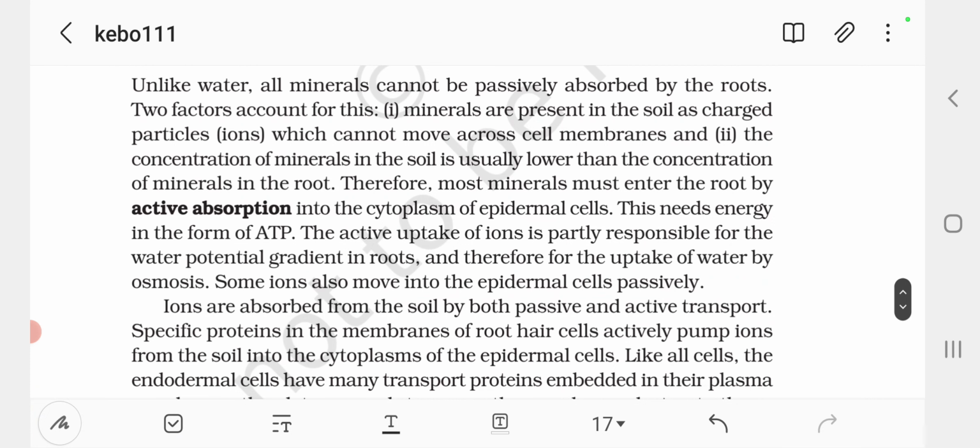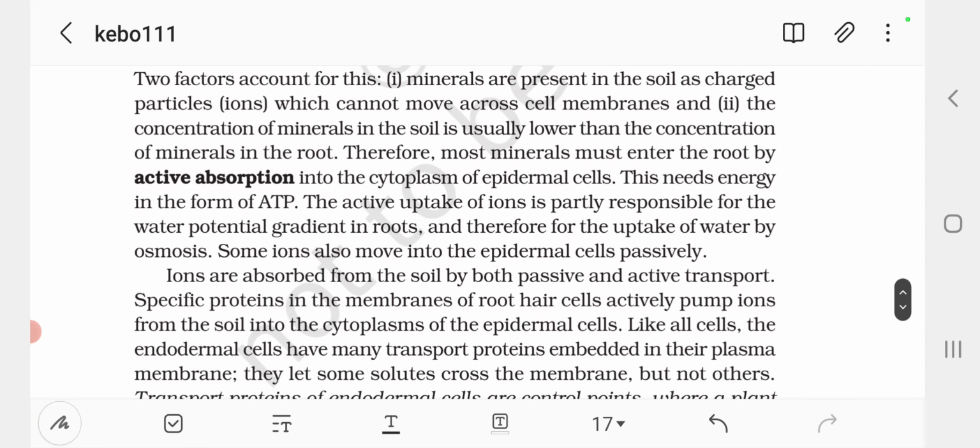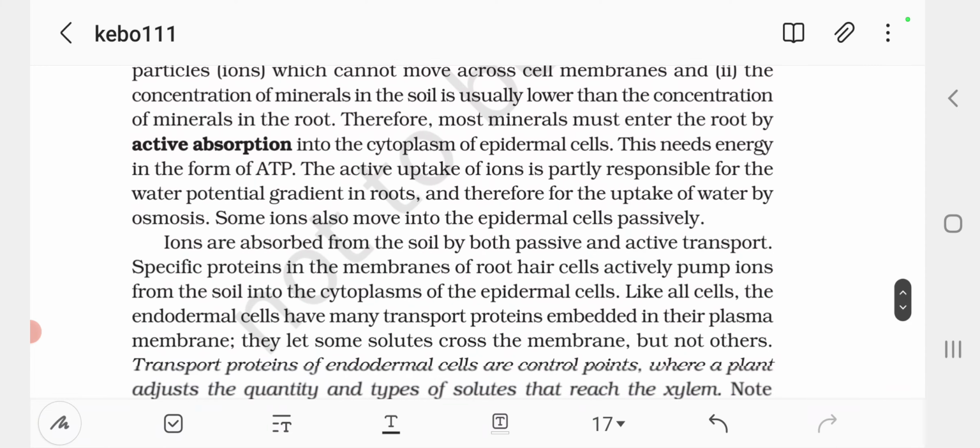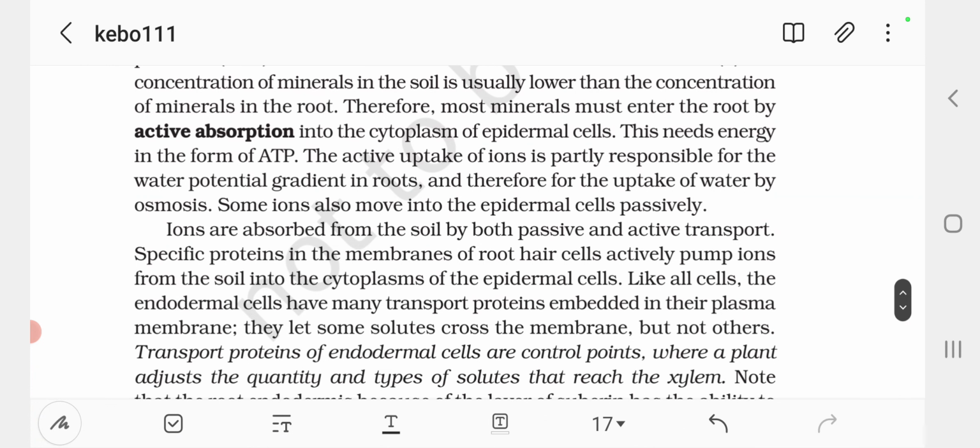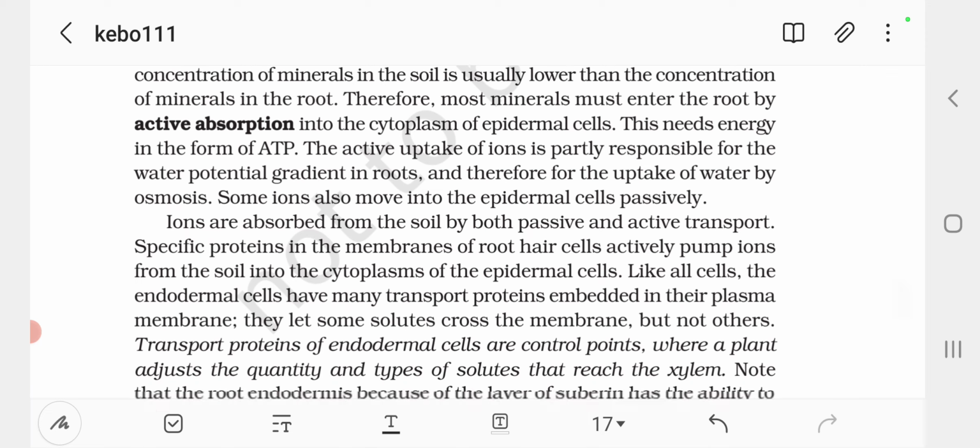Two factors account for this. First, minerals are present in the soil as charged particles, that is, ions, which cannot move across cell membranes, and second, the concentration of minerals in the soil is usually lower than the concentration of the minerals in the root. Therefore, most minerals must enter the root by active absorption into the cytoplasm of epidermal cells. This needs energy in the form of ATP.